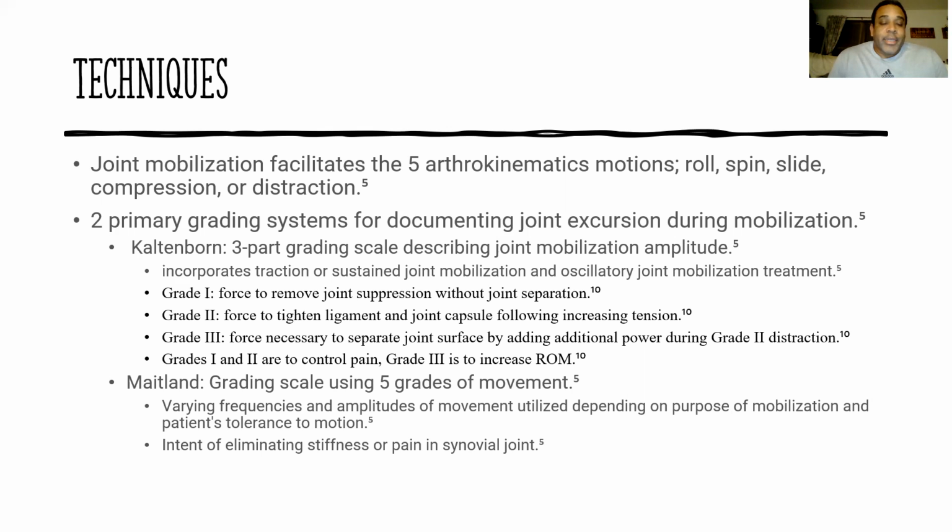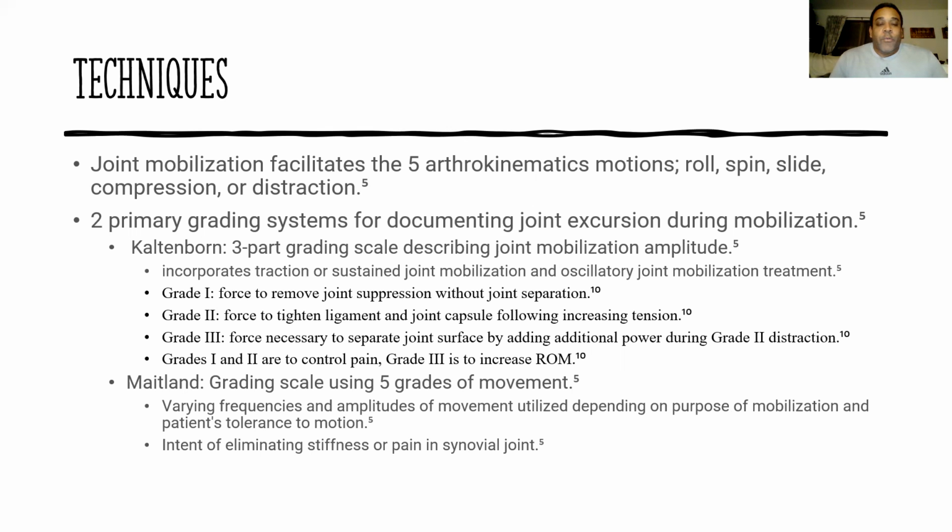So there's two ways of grading joint mobilizations. You have the Kaltenborn grading method and the Maitland grading method. The Kaltenborn grading method is a three-part grading scale to describe the joint mobilization amplitude. It incorporates traction or sustained joint mobilization and oscillatory joint mobilizations. So it's that pull and hold, and those oscillatory movements also fall into these grades.